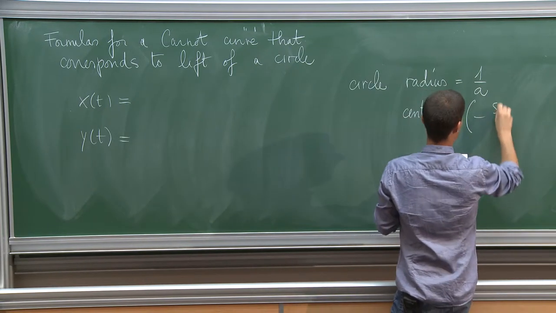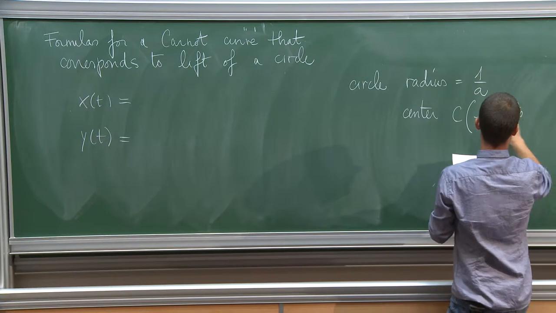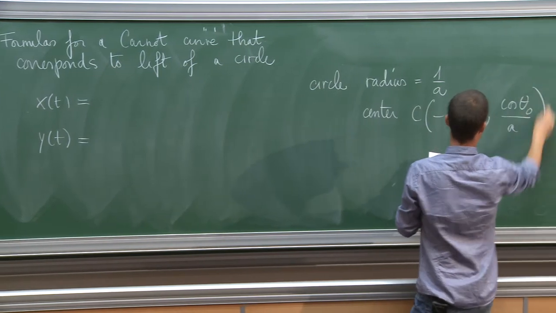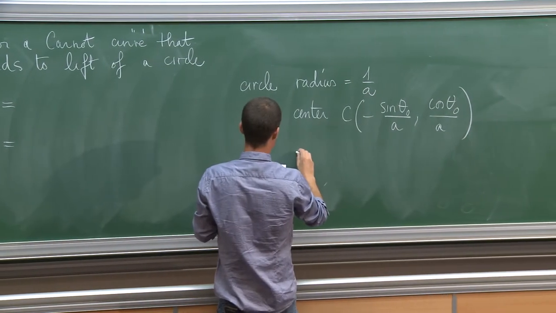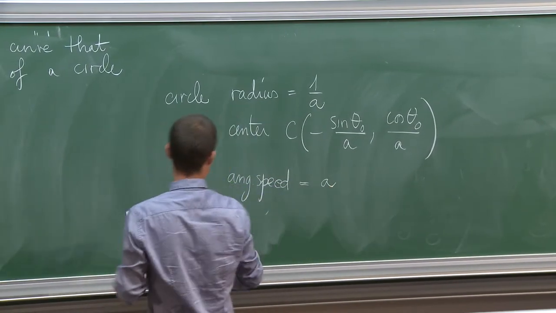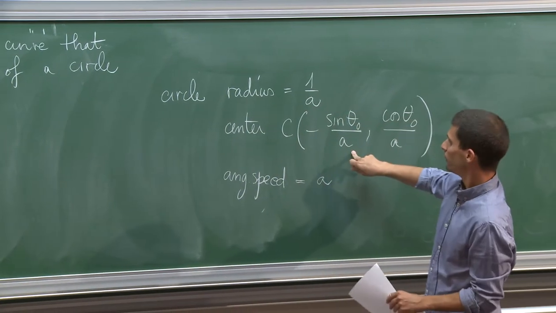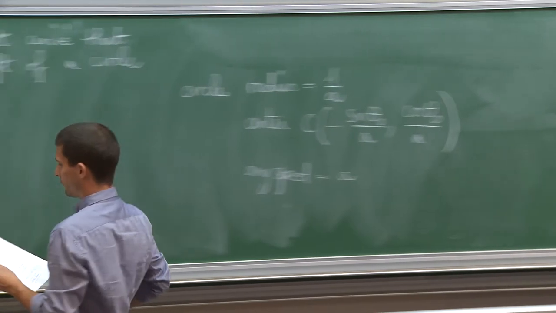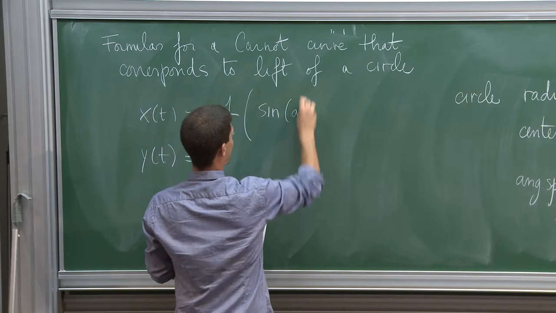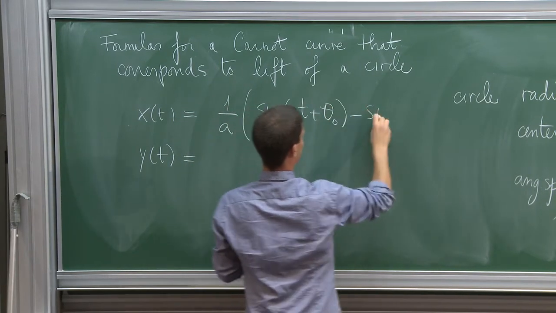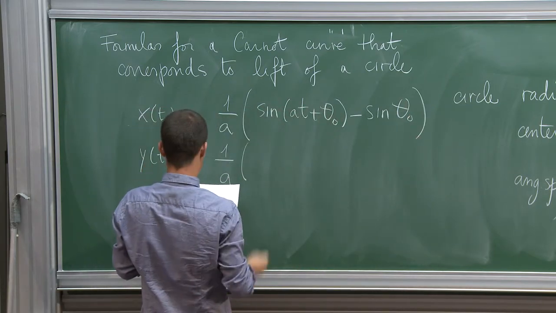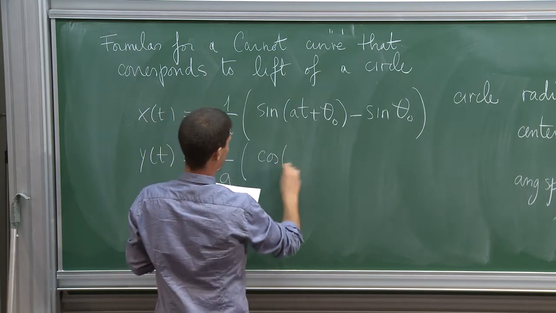I will write it down. I will use a standard formula, so I am adapting this here, and angular speed equal to a. So a is the angular speed of the circle. It has this center and this radius, and this is the formula. So this is 1 over a sine of (at plus theta 0) minus sine of theta 0. And here it is 1 over a, there is a minus here to make it consistent.